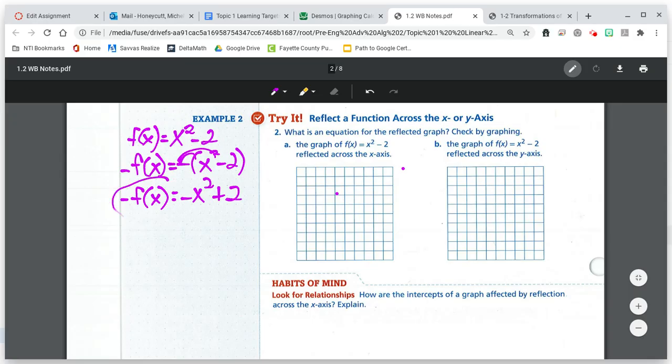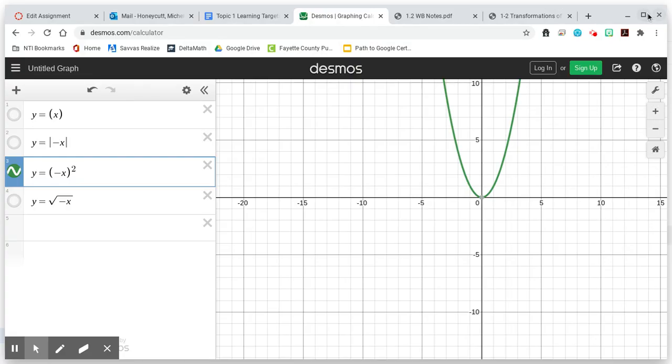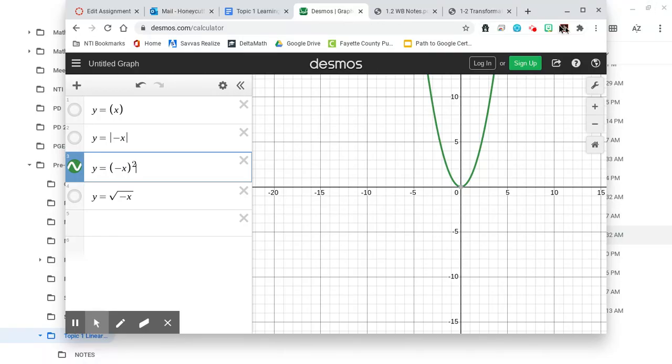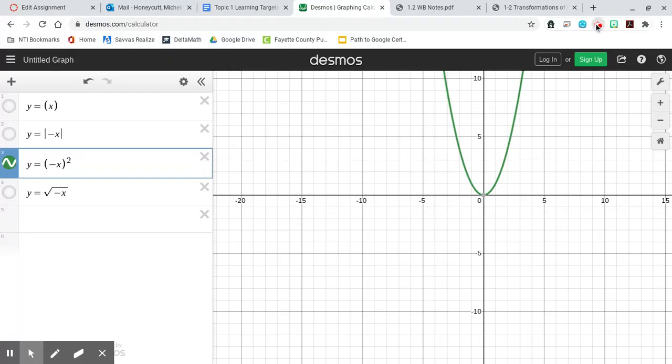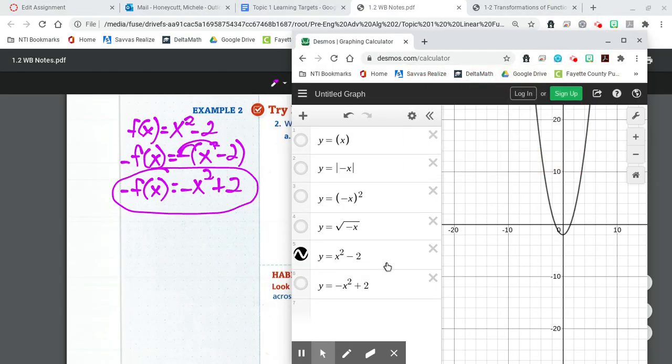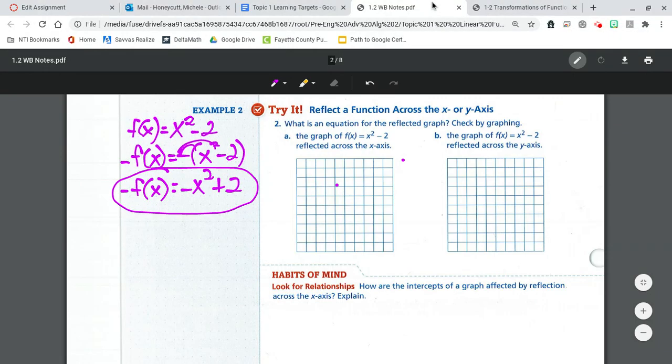All right, so this is supposed to be the equation of the reflected graph. So let's see what happens when I actually graph that on Desmos. So the black graph here was the x squared minus 2. That's the problem that they gave me. Once I did all my mathematical calculations, look, it reflected across the x-axis. Nice. Okay, so then let's try the second one, part B.